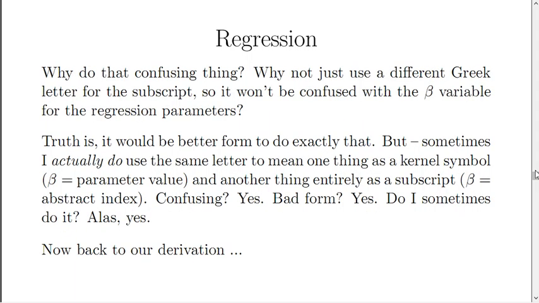Why would I do this confusing thing? It's habit. Why not just use a different Greek letter for the subscript so it won't be confused with the beta being used as a variable? The truth is, it should be. It would be better form to do exactly that. But sometimes I actually do use the same letter to mean one thing as a kernel symbol, beta being the parameter value, and another thing entirely as a subscript. Beta is some abstract index. Is this confusing? Yes. Is this bad form? Yes. Do I sometimes do it? Unfortunately, yes. I hope you can overlook my quirkiness. Let's get back to our derivation.